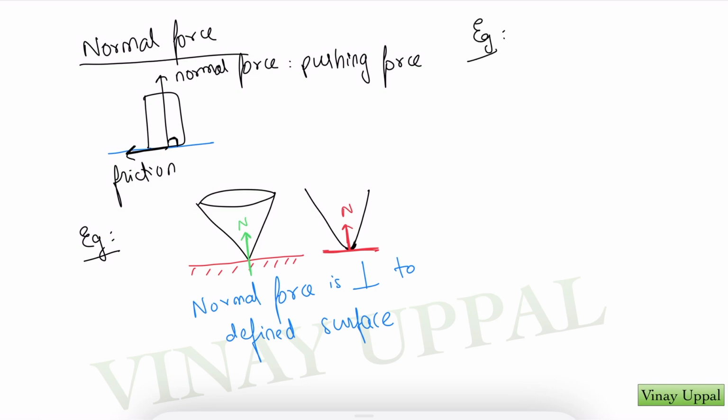Another example, if I have something of this sort. So I have a cuboid resting on two inclined planes. So once again, the direction of the normal force will be perpendicular to the defined surface, or perpendicular to the inclined plane. So these red arrows will be the direction of the normal forces. So I hope you've understood how we can identify the direction of normal force.